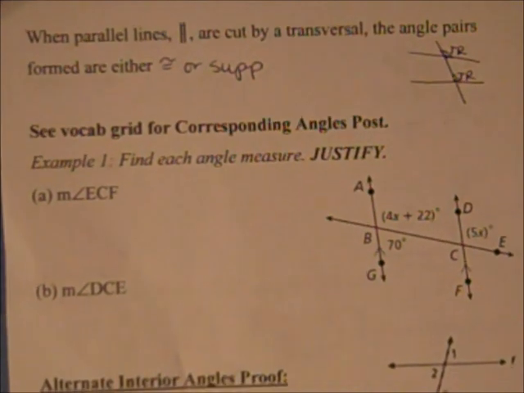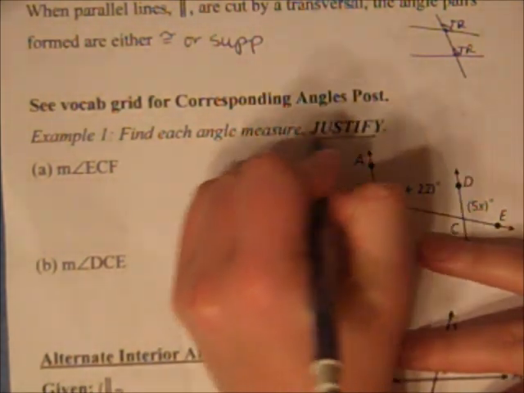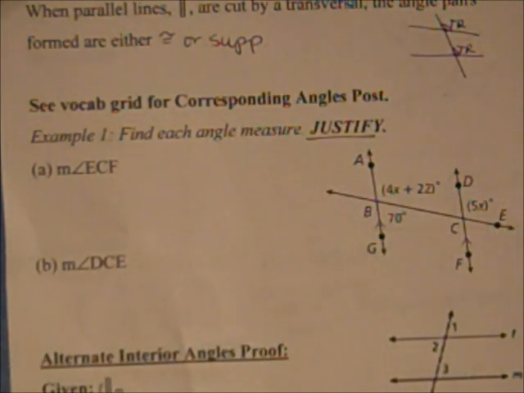Okay, so here we're going to find the angle measure and then justify. And by justify, I mean which postulate did you use to get there. You don't have to say I used this postulate and then addition and then simplify, you just have to tell me the main postulate that got you there.